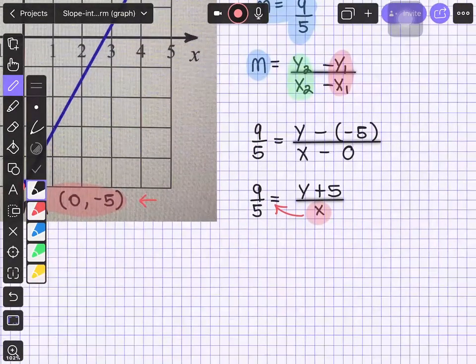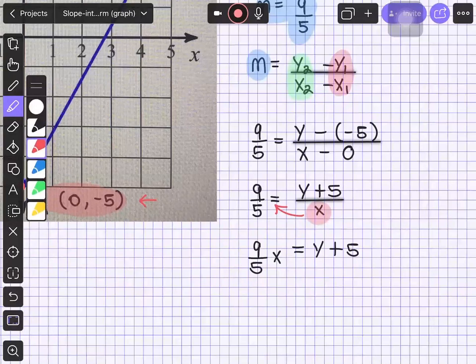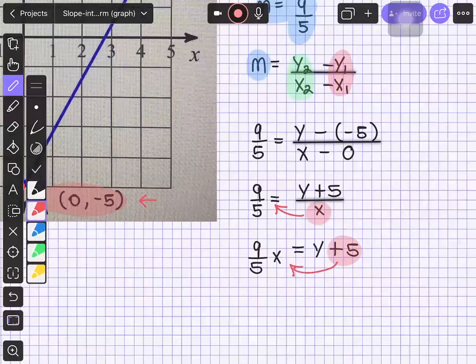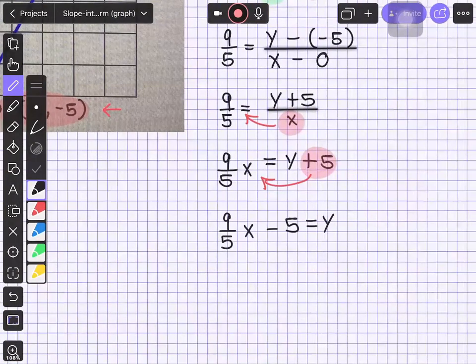So we have 9/5 of x equals y plus 5. In the same way, this 5 will go to the other side, in this case subtracting. So we have 9/5 of x minus 5 equals y. A little rewriting, and we have our slope-intercept equation.